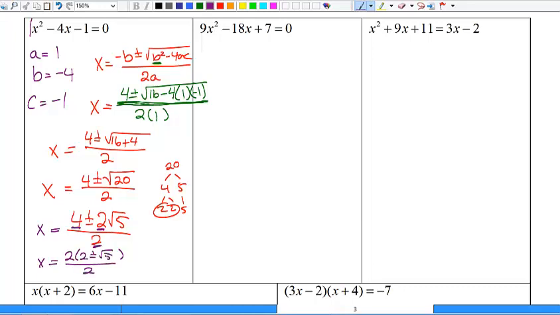And now you can see that the 2 and the 2 in the front, because this is a multiply here, I can divide that out nicely. And so my final answer is 2 plus or minus the square root of 5.